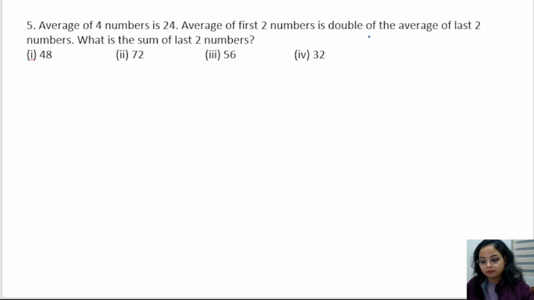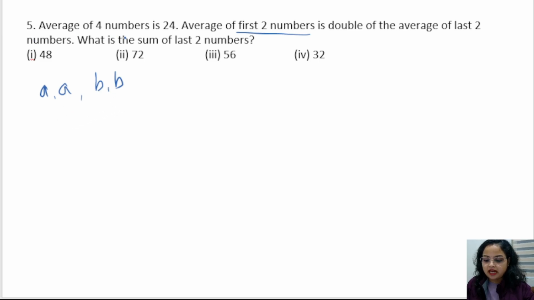Next one, average of 4 numbers is 24. Average of first 2 numbers is double of the average of last 2 numbers. What is the sum of last 2 numbers? So here we will assume the numbers as A, A and B, B. Because the average of first 2 numbers is told, I have taken 2 A's, and the average of last 2 numbers is told, so I have taken 2 B's. These are the 4 numbers.